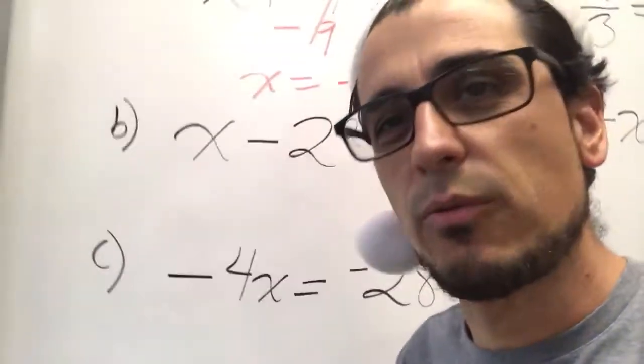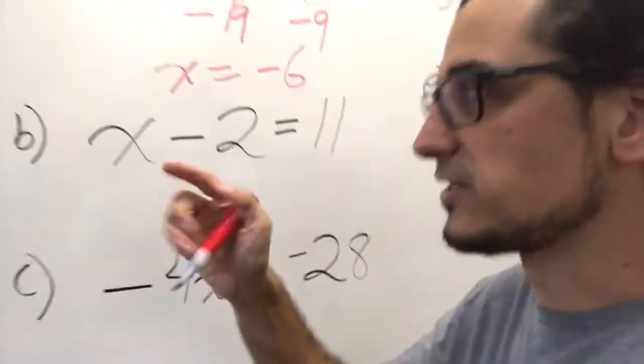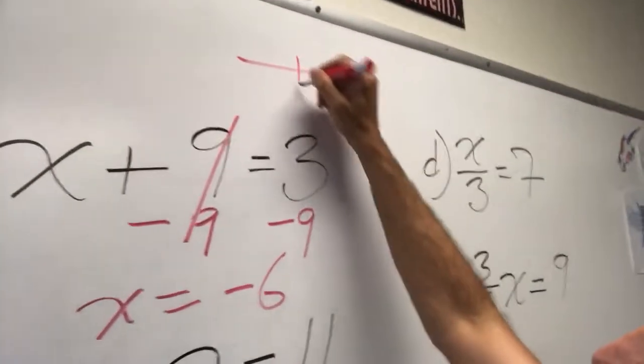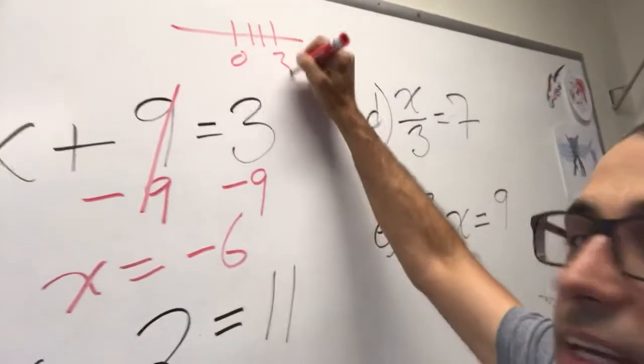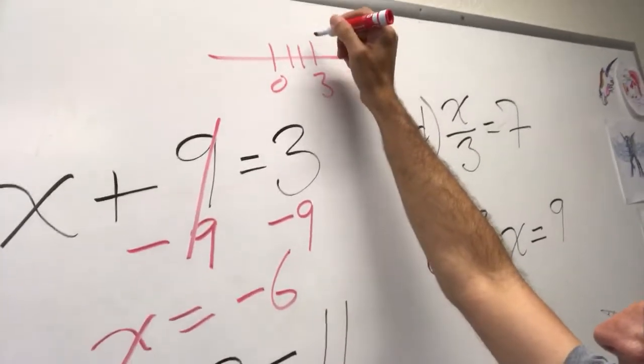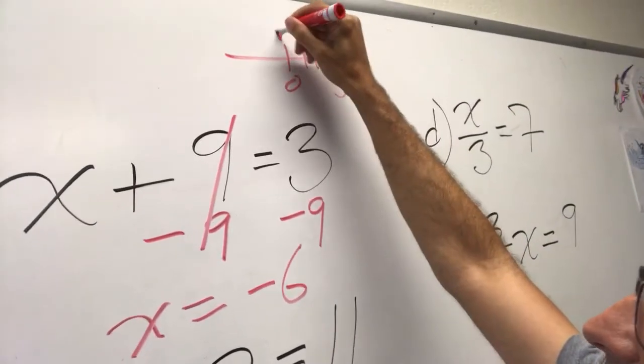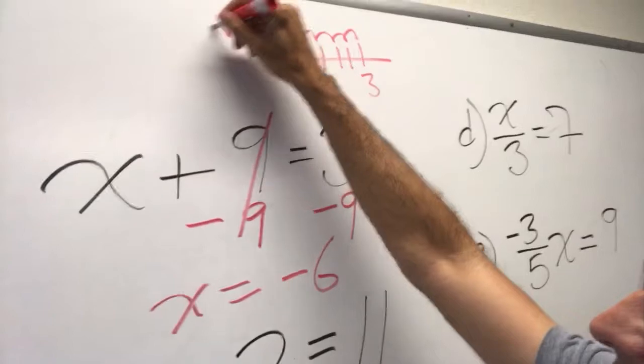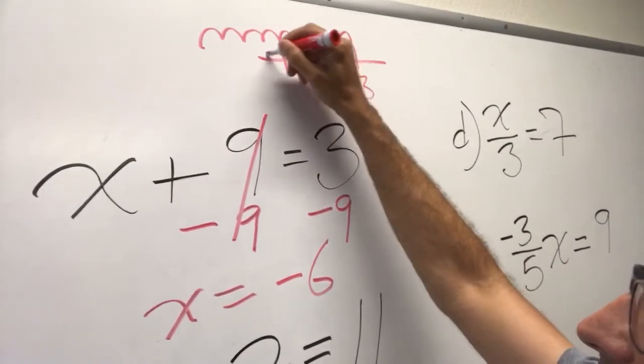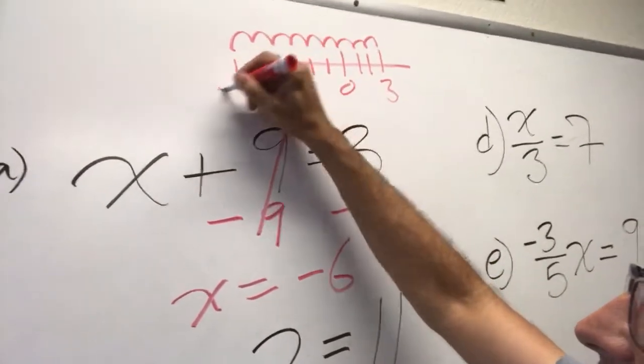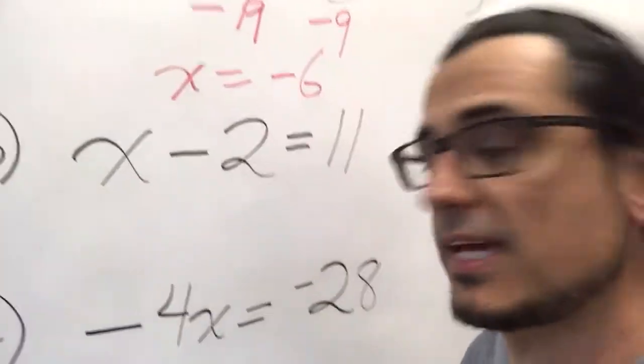If you're not really sure how that works, you can work with a number line. Start off at 0, here's 1, 2, 3. If I was going to go back 9, I'd count 1, 2, 3, 4, 5, 6, 7, 8, 9. That'd be negative 1, negative 2, negative 3, negative 4, negative 5, negative 6. So that would be the idea.